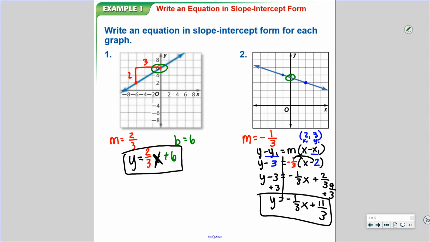Out of curiosity, were you taught in Algebra 1 to do it this way, or were you taught to do this and plug in the slope and plug in the coordinate and solve for b? We did both? Okay, great. Ultimately, guys, you can use either method.